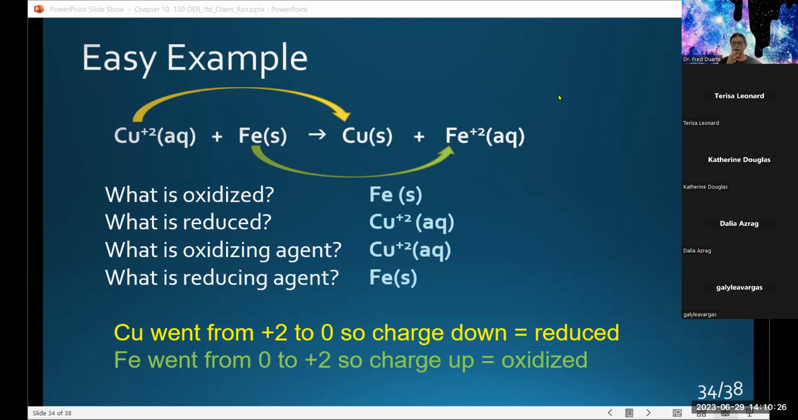Remember, in identifying what is oxidized and what is reduced, we're only concerned about the reactants. What happens on the product side, that's it. You're not going to do anything else. That is the result of what happened with the reactants.